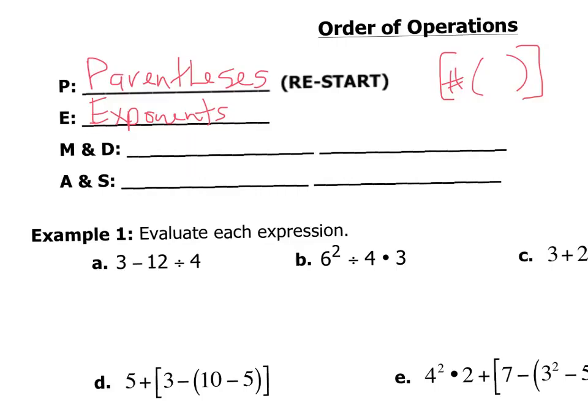It's multiply and divide at the same time from left to right. Okay? So parentheses first, go through and do your exponents, multiply and divide. Both of them. Same time from left to right. Okay? So we can stick our multiply and divide in here. And then same thing with add and subtract. Same time from left to right.